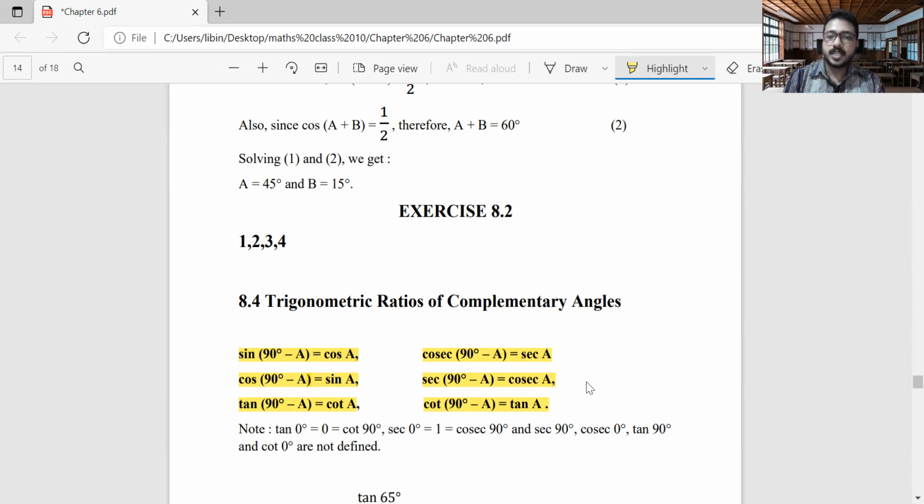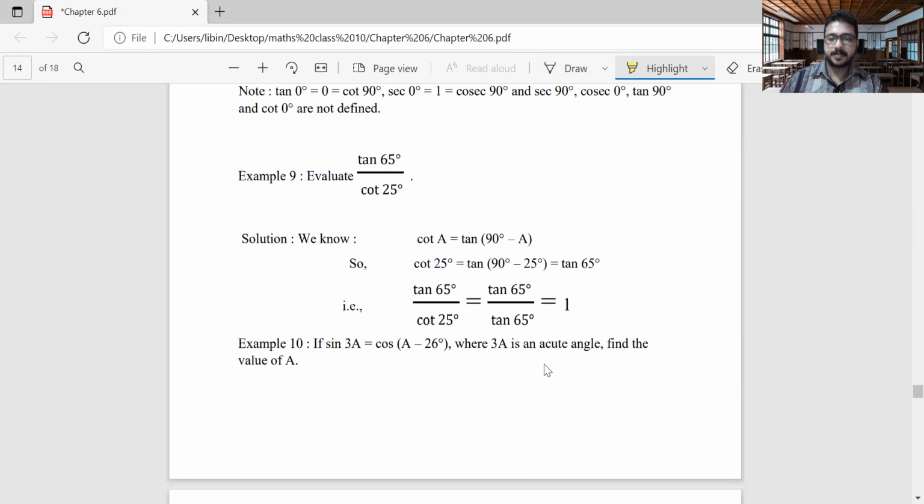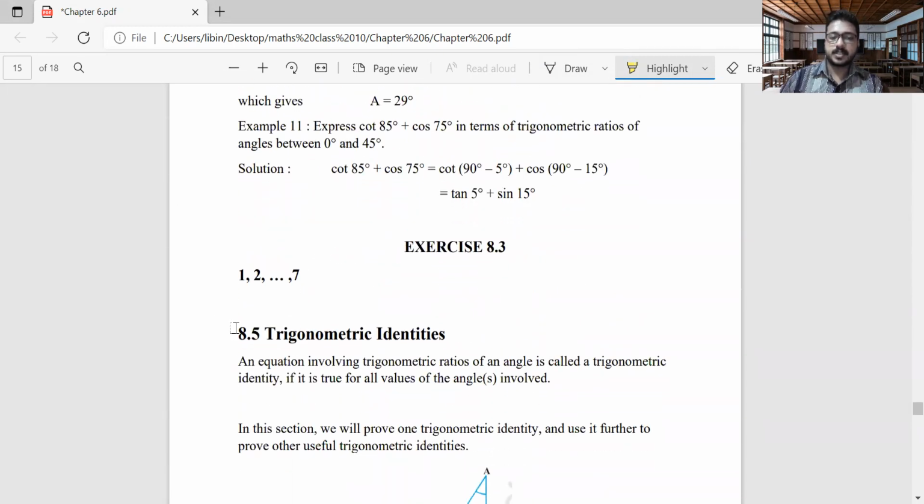Keep all this in your mind, because we are moving to the last section of our chapter, Introduction to Trigonometry, that is section 8.5, Trigonometric Identities. And one more thing, I hope that the exercise 8.3, which has 7 questions, you have completed it.